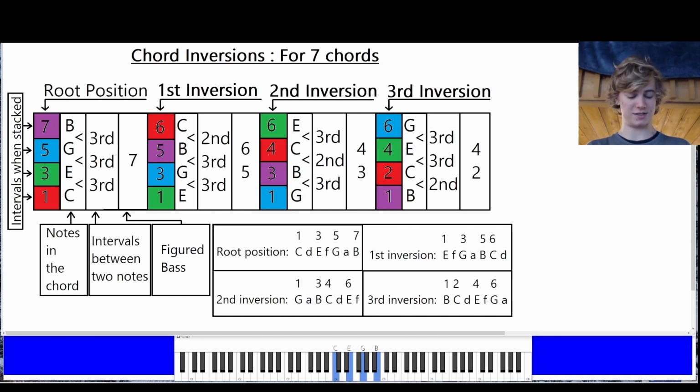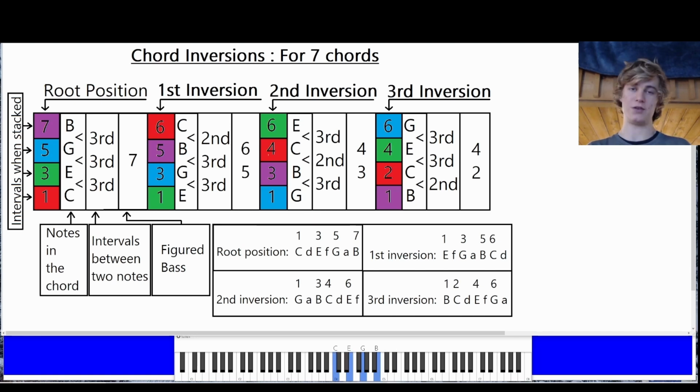Now if I want to build a second inversion from here, I'm going to take my first 2 notes, my 1 and my 3, and I'm going to put that on top of the chord. So now instead of C, E, G, B, now I have G, B, C, E. And instead of like in my root position having a 1, 3, 5, and 7, now I have a 1, 3, 4, and 6. Back to the root position 7th chord.